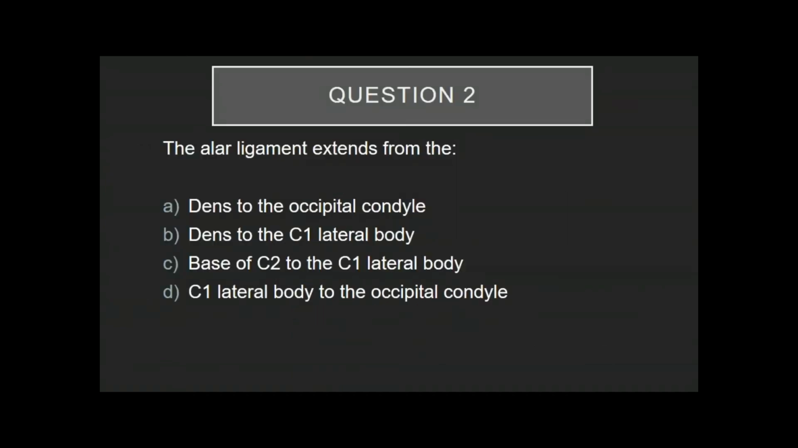All right, seeing as I literally just gave the answer to this question, I hope you all get it right. The alar ligament extends from the A, dens to the occipital condyle, B, dens to the C1 lateral body, C, base of C2 to the C1 lateral body, or D, C1 lateral body to the occipital condyle.